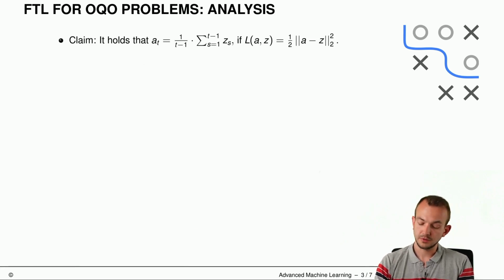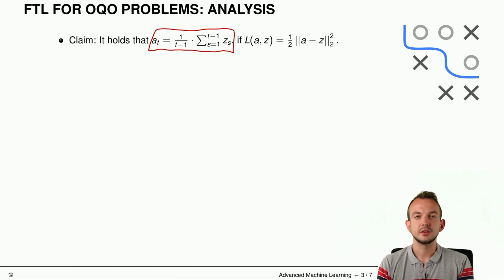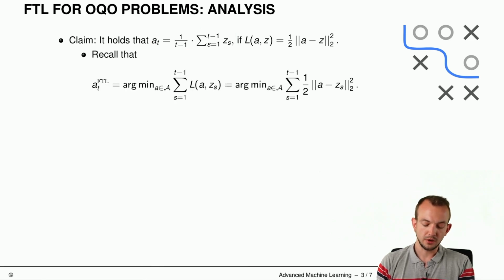So the claim now is that the action in time step t is nothing else than the empirical average of the environmental data points seen so far. And this is of course due to the fact that we are dealing with the quadratic loss function, which for the sake of convenience we state here again. Okay, let's see how we can show this.